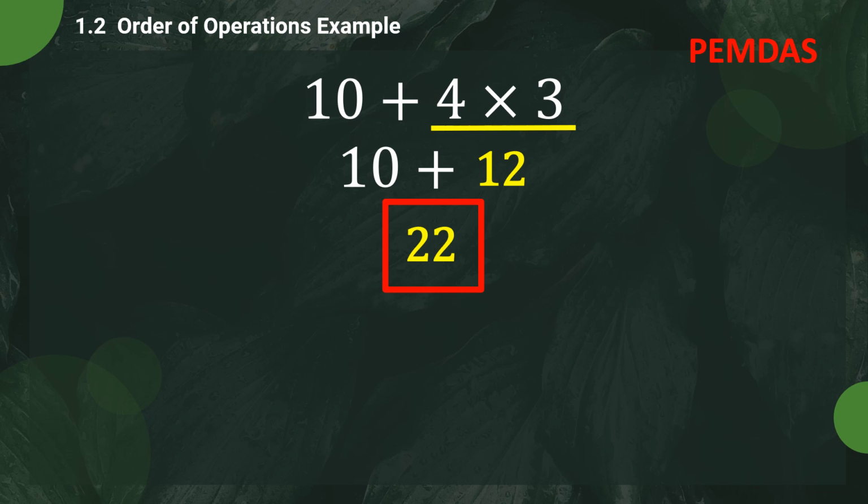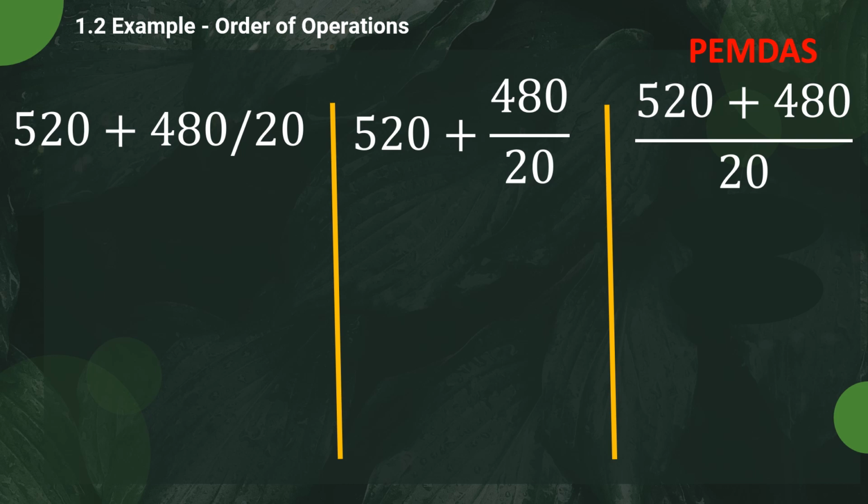Let's look at another example. So here is the same number written 3 different ways. So this is the same problem written 3 different ways. Now this first way, 520 plus 480 divided by 20. Now if you noticed when you heard me say them, it sounds like I am saying the exact same problem. It turns out that some of these problems are exactly the same, but not all of them. So let's take a look at how they're worked out.